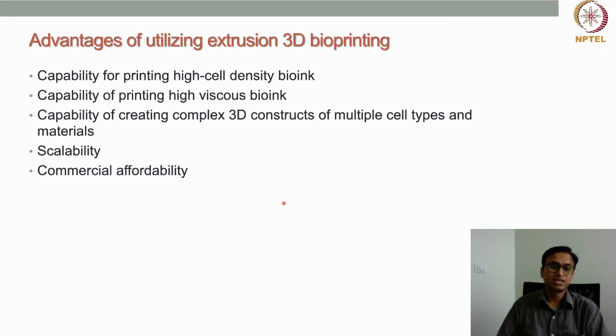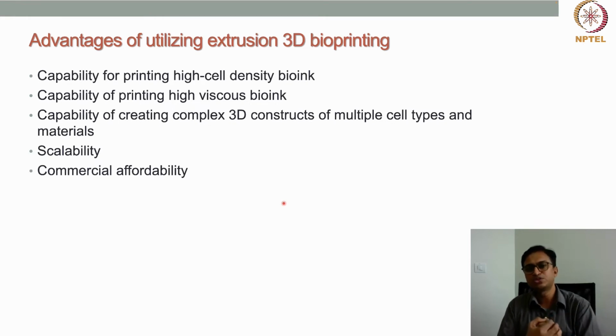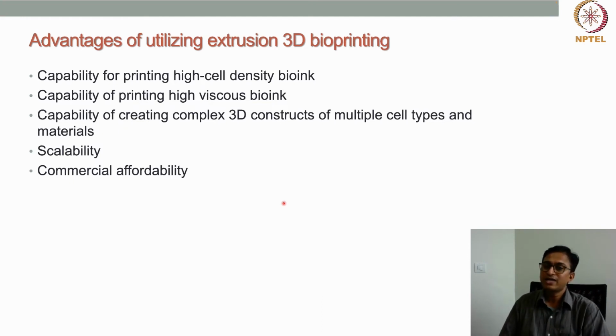So that's a huge advantage of this technology, because then we are reaching somewhere very close to the native cell density, and that is required for bioprinting of this kind of structure, where we are trying to mimic that kind of tissue structure. Then we can get the function of that particular tissue. So that's why printing high cell density bioink is definitely a very big advantage.